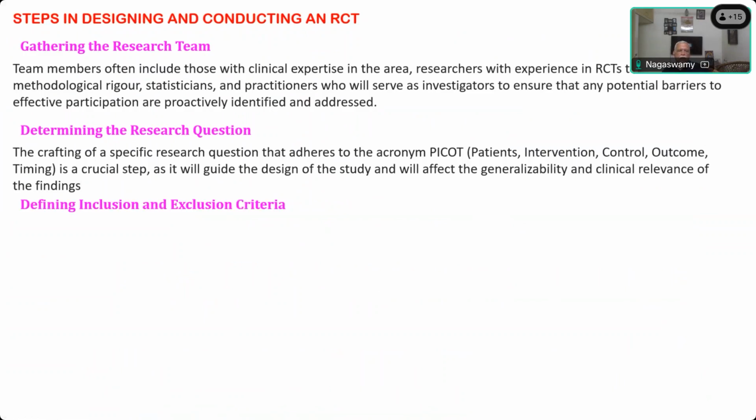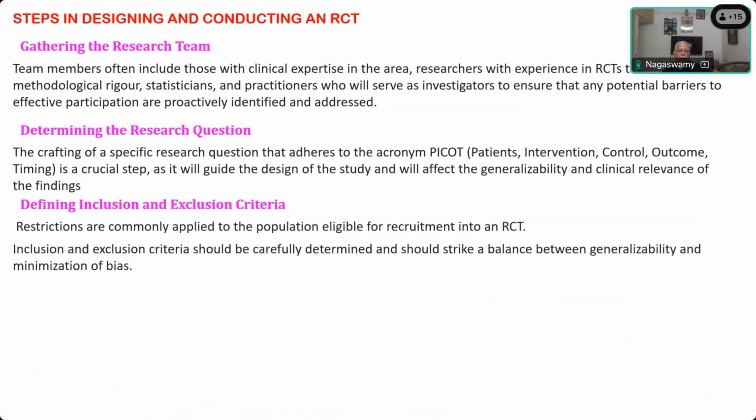Then define the inclusion and exclusion criteria. This is the next step. You must know how to include the subjects that you are going to test. Restrictions are commonly applied to the population eligible for recruitment. Inclusion and exclusion criteria should be carefully determined to strike a balance between generalizability and minimizing bias.